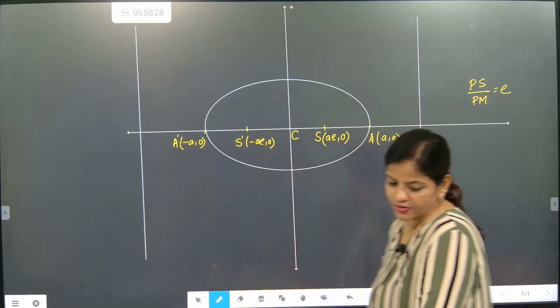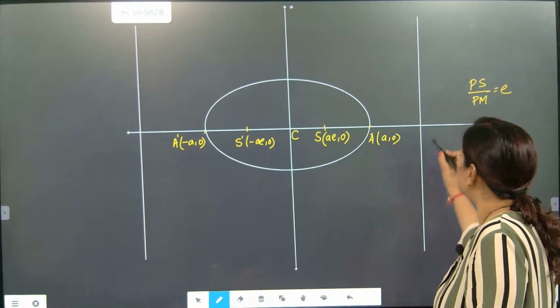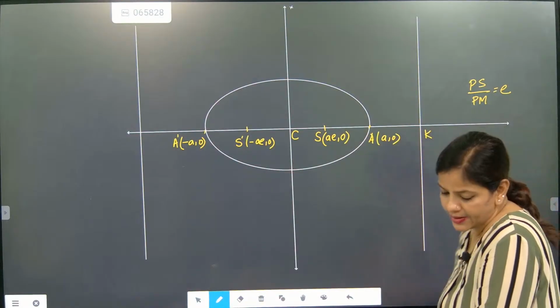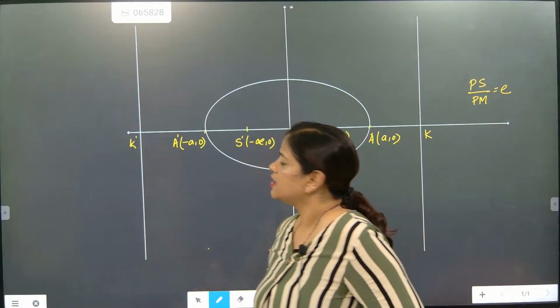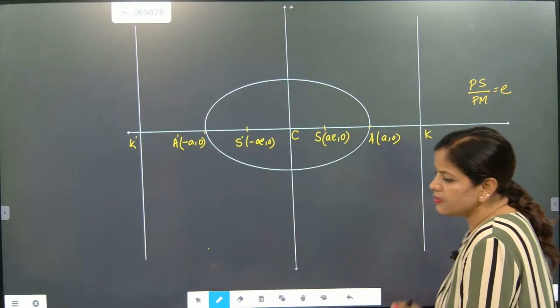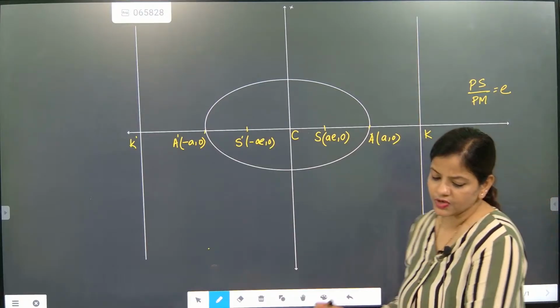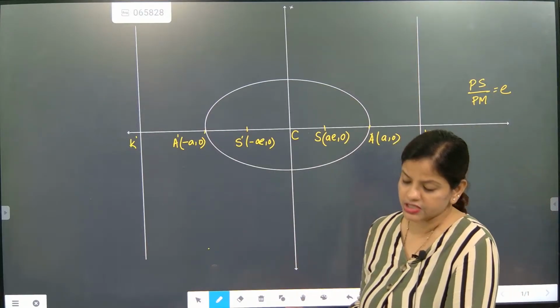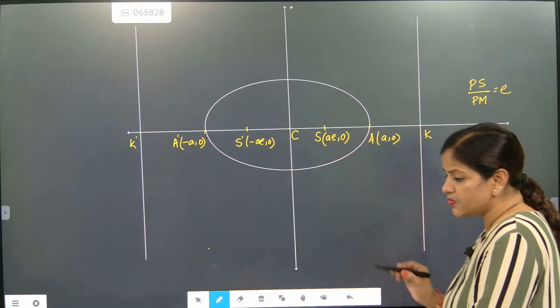One thing we must remember: we will take this point as K, and this point as K dash. When somebody asks you about this section, AK, CK, what will the total distance CK be? CK, CS distance, from the origin. From the origin, some things we must remember.